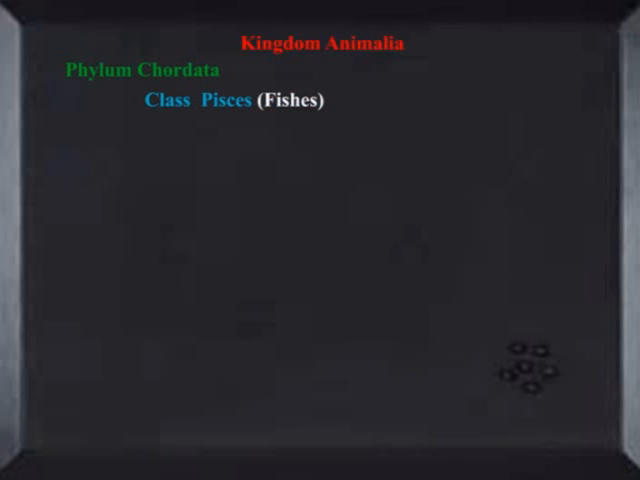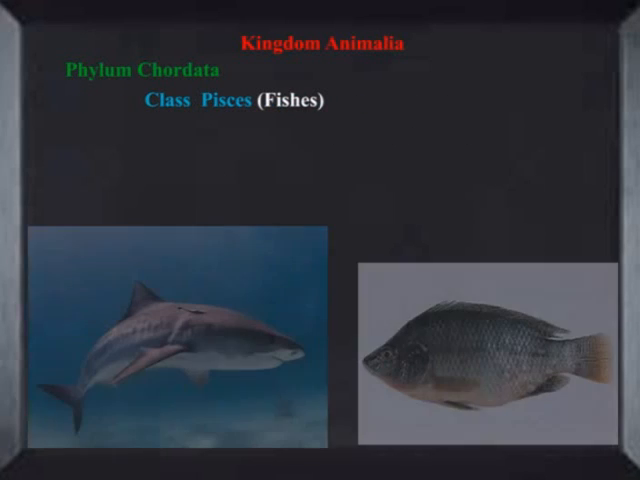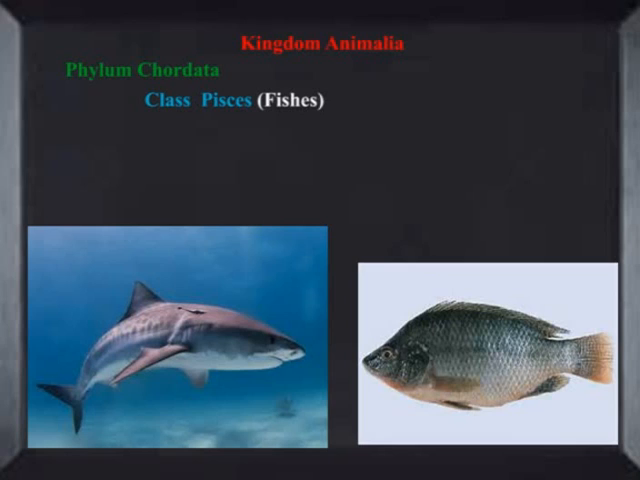Class Pisces. Now these are the fishes. A number of fishes have a skeleton made up of cartilage, like the shark, while others such as tilapia have a skeleton made up of bone. Other examples include catfish, Nile perch, lungfish, rayfish, and the dogfish.